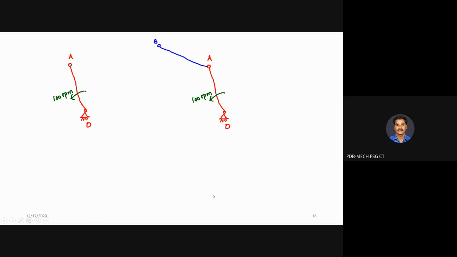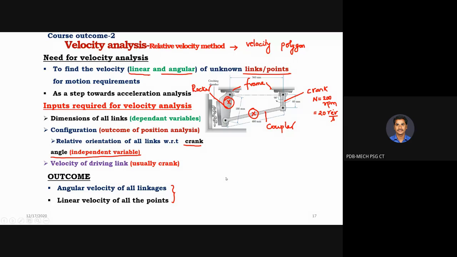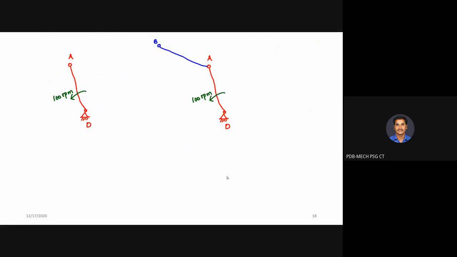So before proceeding to the problems, any doubts about the need for velocity analysis? Any doubts? No, sir. Okay, so we proceed. So before solving the problems related to velocity analysis, we should know some fundamentals. Yesterday, madam taught about the basic ideas of relative velocity concept. That's what we are going to discuss throughout the topic.